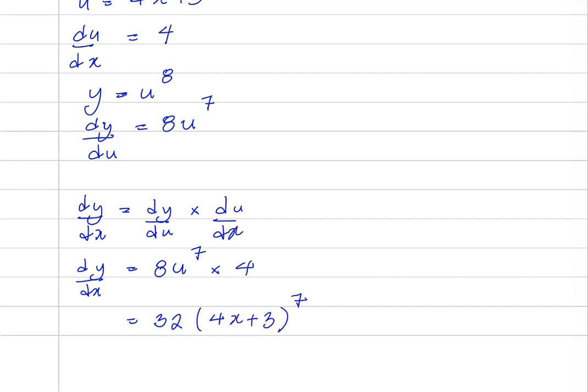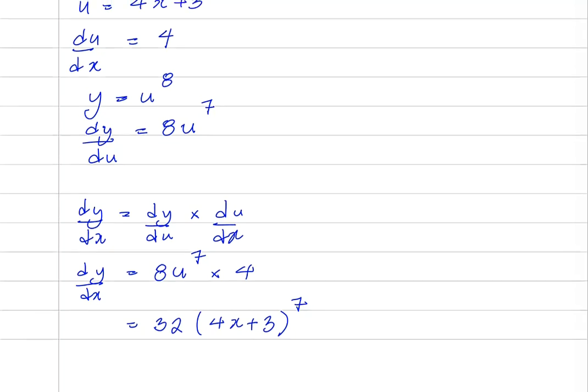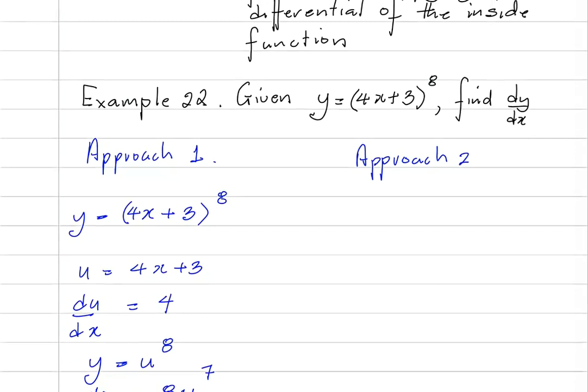This is the application of the chain rule from a formula approach, where we made the inside function u, then we differentiated the inside function, then differentiated the outside function. The chain rule is saying that the differential of the composite function would be the differential of the outside function, which is dy by du, multiplied by the differential of the inside function, which is du by dx. Now let us look at the same question but using a shorter approach.